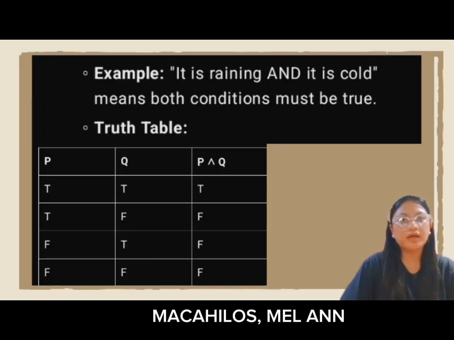For example, it is raining and it is cold. It means both conditions must be true. So here is an example of a truth table. In a truth table, P represents a propositional variable or statement. A propositional variable can be any statement that is either true or false. For example, P could represent the statement "it is raining" and Q represent the statement "it is cold." So both need to be true to get the result true.